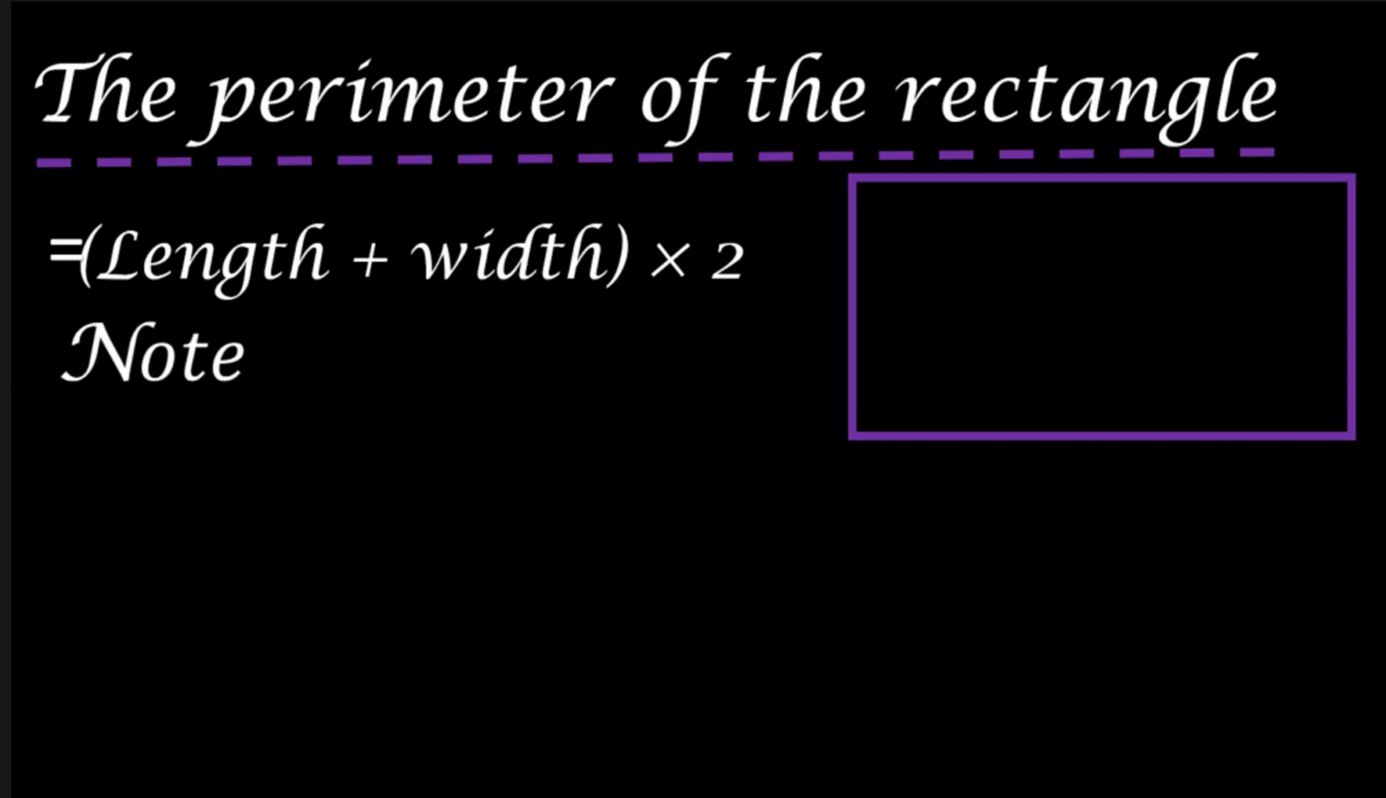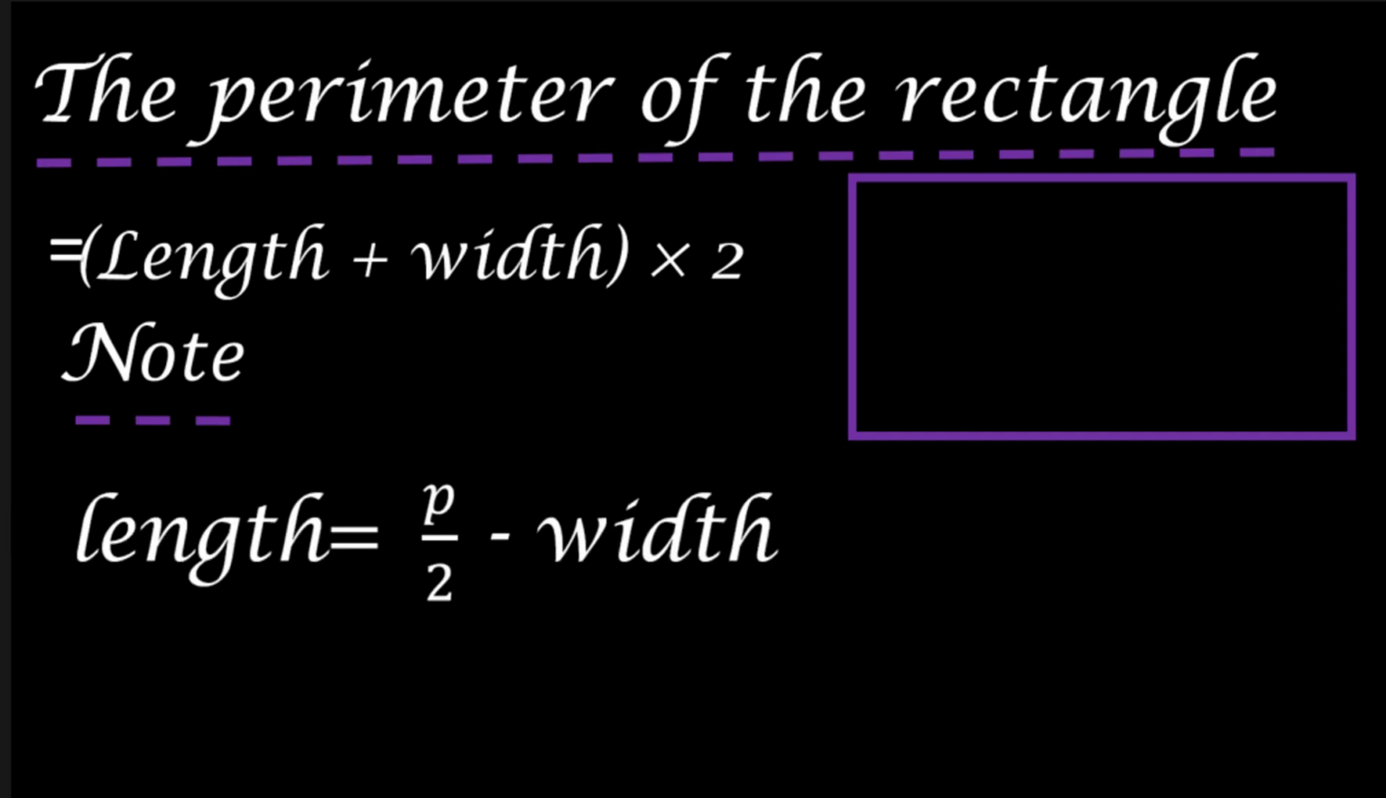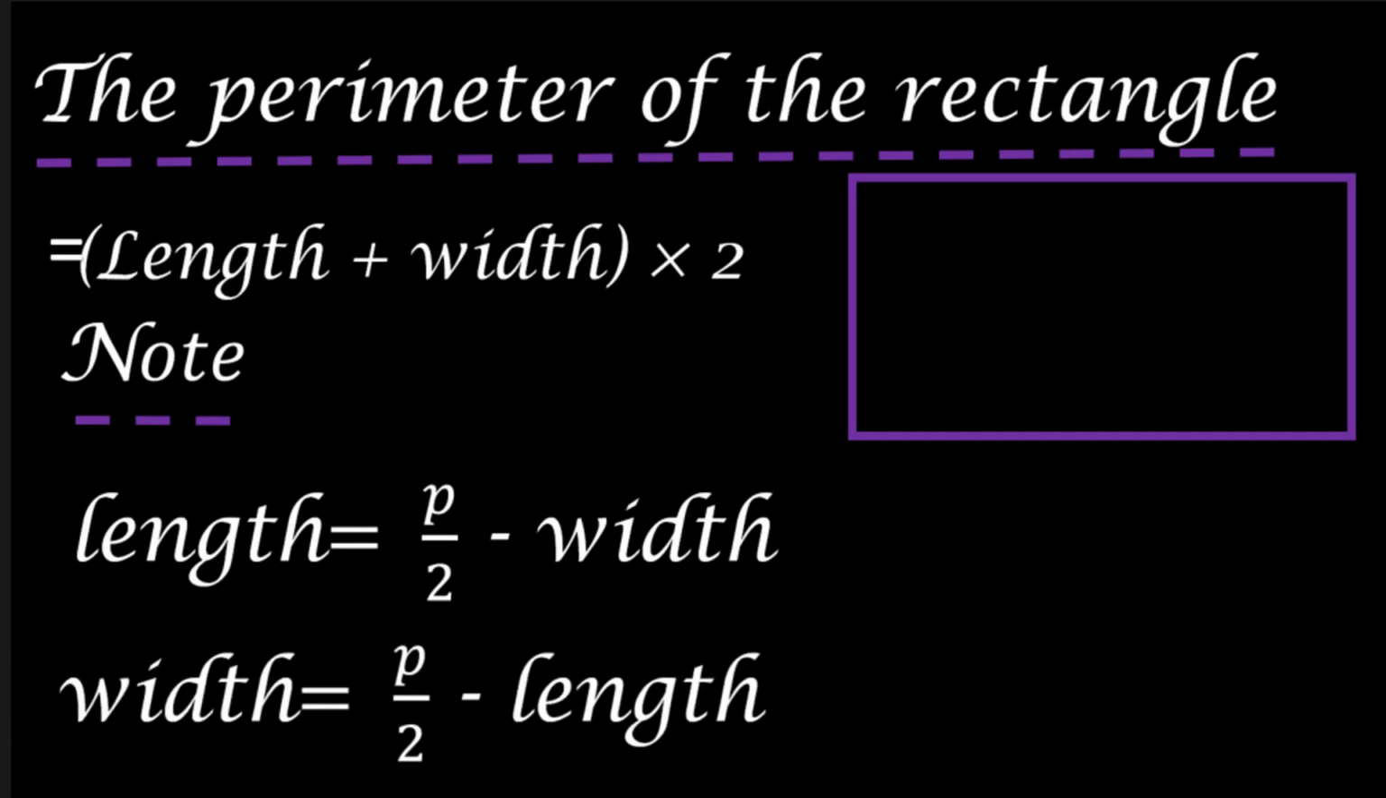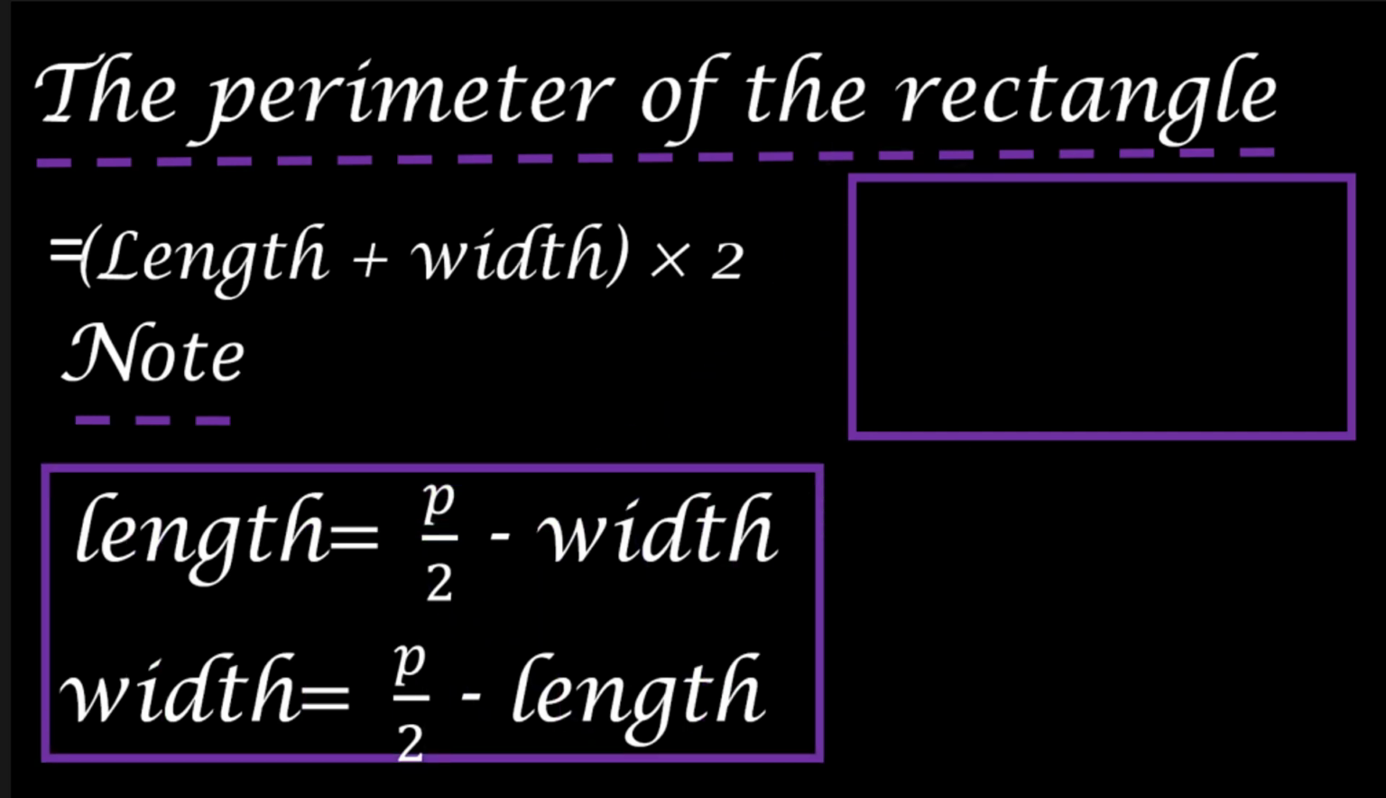Note, but we studied before that length plus width equals what? Equals half the perimeter. So we can find length equals half perimeter minus width. We can replace each other, so width equals half perimeter minus length. So don't forget this note.